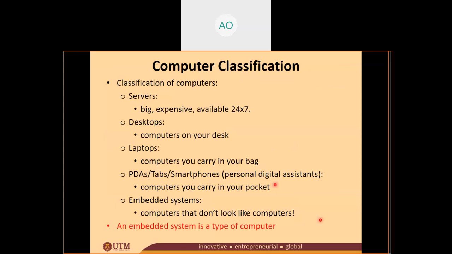Alright, so let's look at the classification of the computer. We have five classifications of the computer. The first one we call a server. So this server is big, expensive, available 24/7. This server here is a computer or computer program that manages access to a centralized resource or service in a network. Every time you are doing online browsing, then suddenly you get the error 404, it means that the server is down.